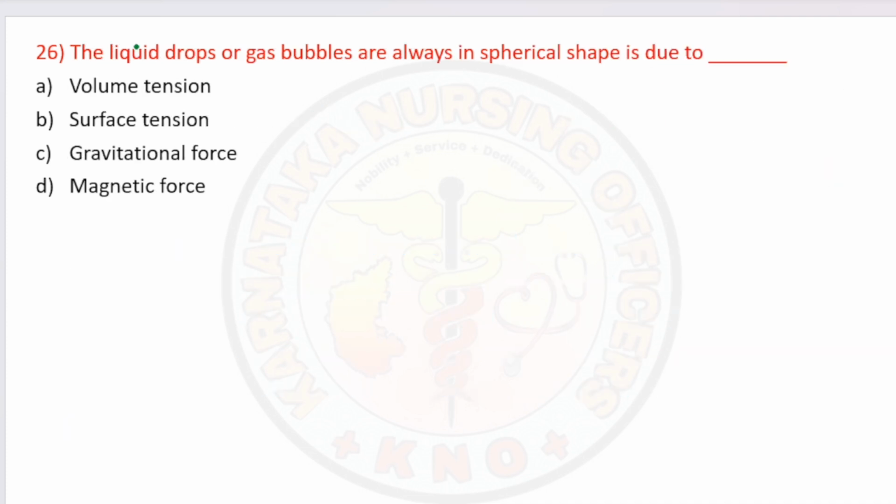Next question. The liquid drops or gas bubbles are always in spherical shape due to dash. Option A, volume tension, option B, surface tension, option C, gravitational force, and option D, magnetic force. So the correct answer is surface tension. Option B is the correct answer.